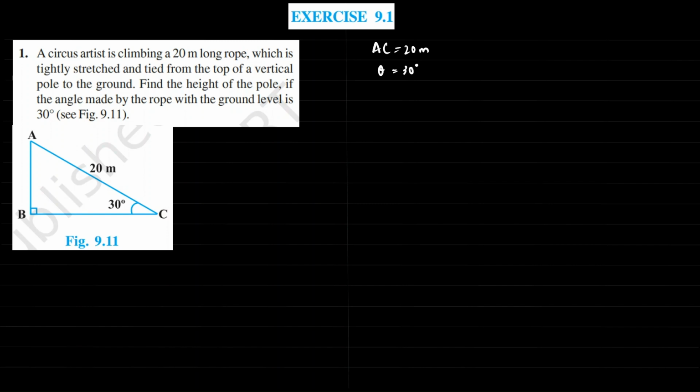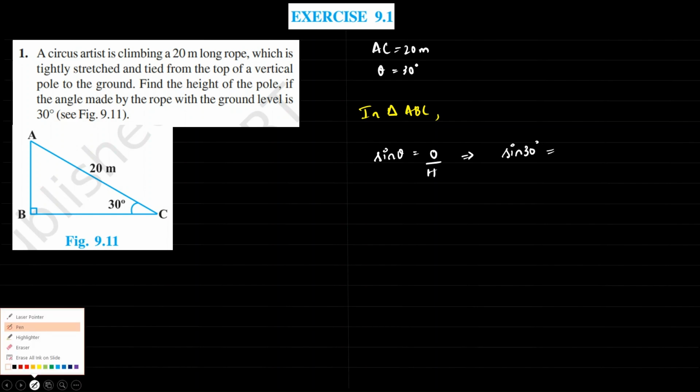Theta is 30 degrees. So this is what is given to you. Now, let me consider this particular triangle, triangle ABC. Sine of any particular angle theta would be the opposite side over the hypotenuse. Over here, theta is 30 degrees, which means sine 30 degrees is going to be the opposite side.